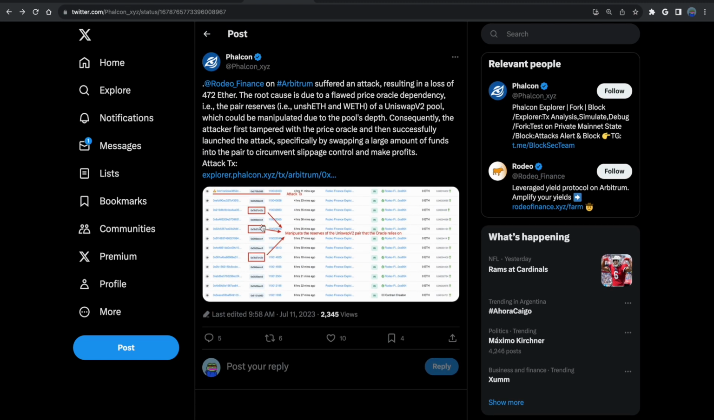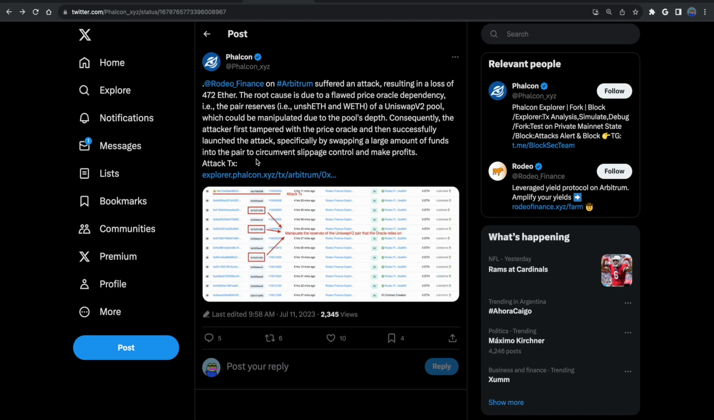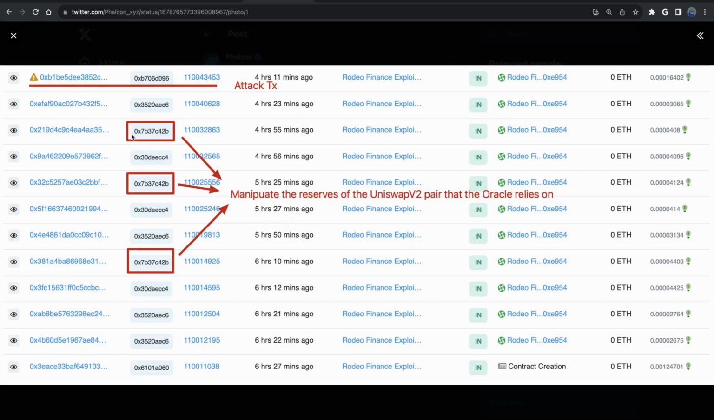Originally, there was another caller of this specific transaction, and I believe this is probably the developers of RADT. But what happened was the attacker essentially front ran the original call and performed their own swaps, which resulted in the exploit. So it's pretty interesting.